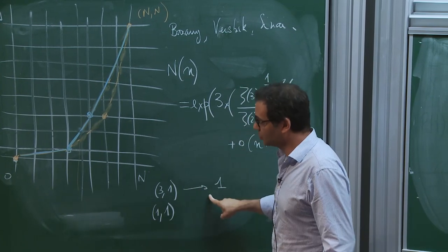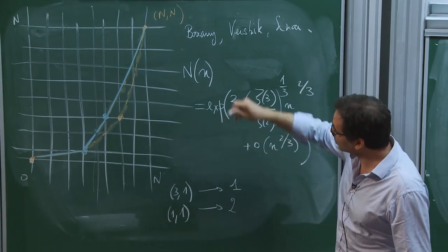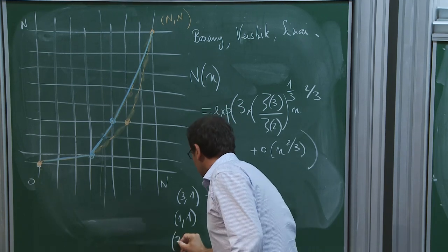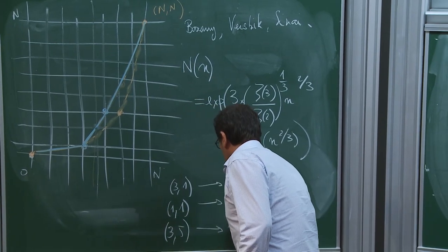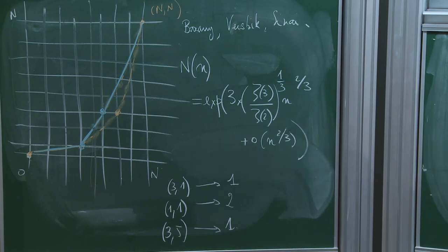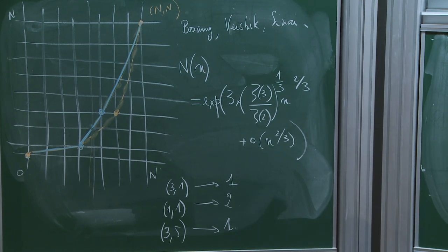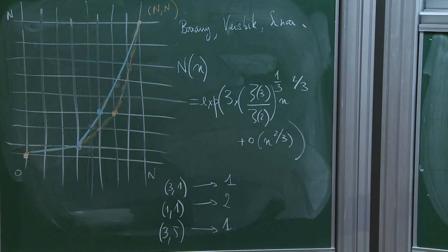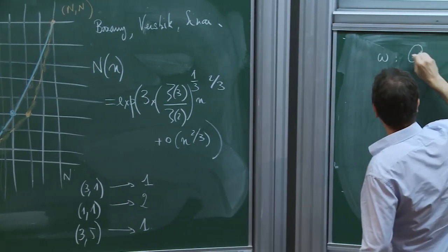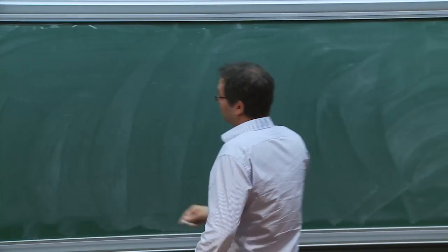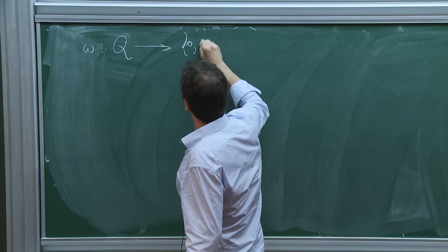This one I have used only once, and this I have used twice. And the last one cannot be divided. Actually, I use it only once. So the coding of convex chains is given by a function starting from the set Q of coprime pairs to 0, 1, 2, 3, etc.